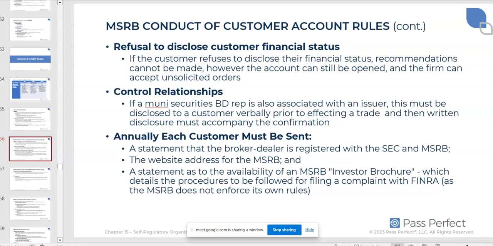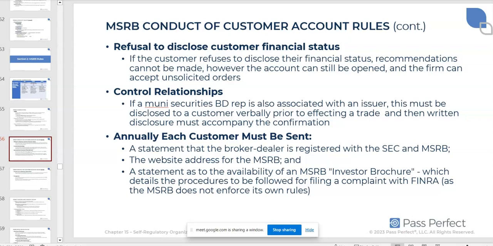All right. Control relationships. A control relationship is something that can create a conflict of interest. So if the broker-dealer rep is also associated with the issuer, meaning that municipality, it has to be disclosed before entering the trade. What kind of association could somebody have? Well, firms try to be involved in the underwriting of municipal bond offerings, which can be a pretty lucrative contract sometimes. So if they're associated, written disclosure must accompany the confirmation.